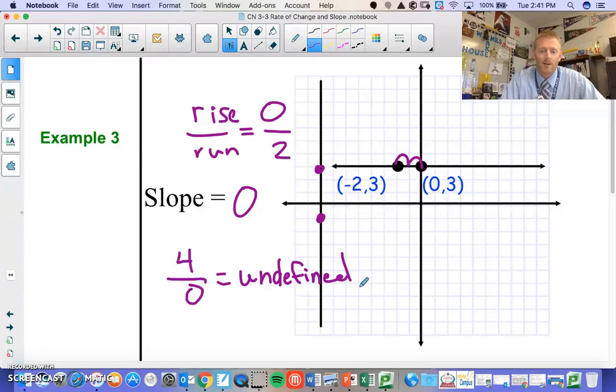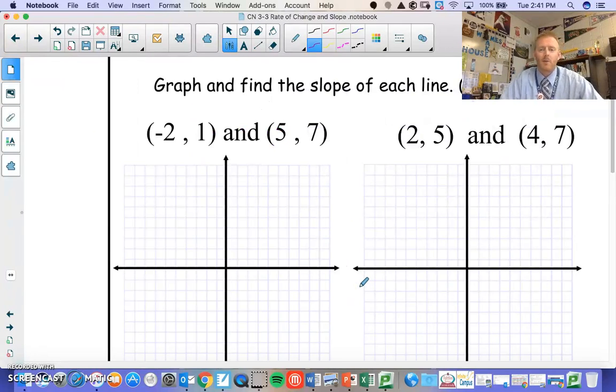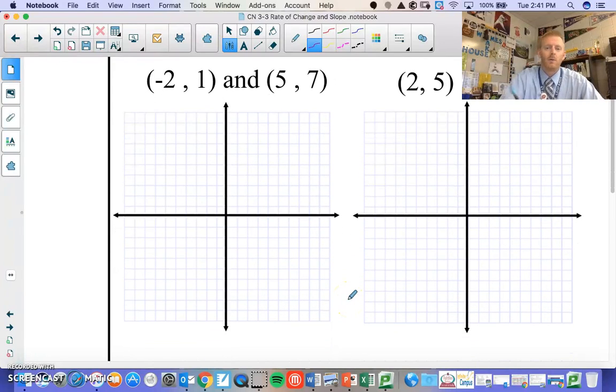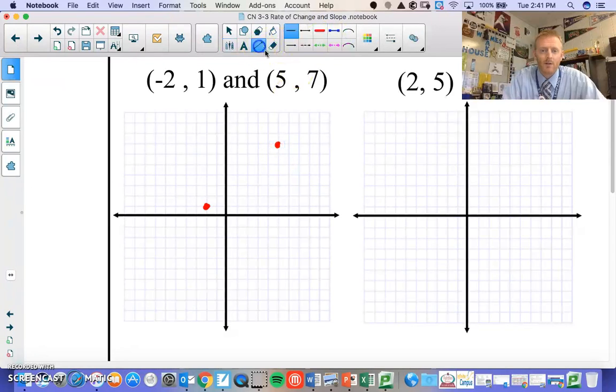Undefined. All right. Now, to make things more difficult, we're going to make you graph and then find the slope. So this is our attempt to make it harder. So to the left 2, up 1 is a dot. To the right 1, 2, 3, 4, 5, up 7, 1, 2, 3, 4, 5, 6, 7. We use the fact that I have a computer here to make things more nice and party. So there it's all nice and party-like.